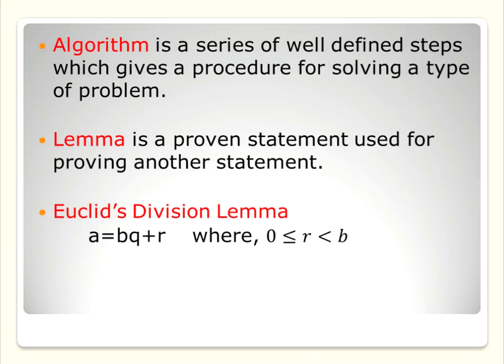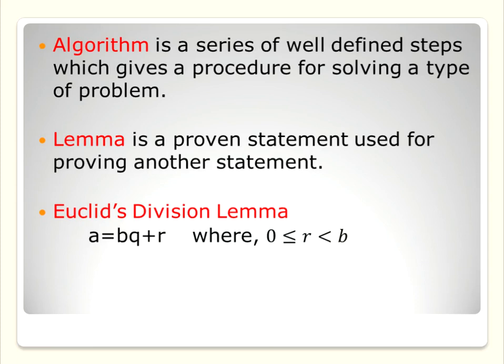First heading is algorithm. An algorithm is a series of well-defined steps which gives a procedure for solving a type of problem. Means we can solve a problem by following some steps in an algorithm. Lemma is a proven statement used for proving another statement. In this chapter, we will discuss Euclid's division lemma.